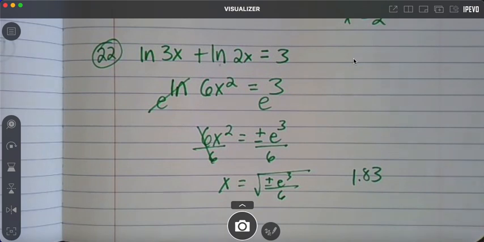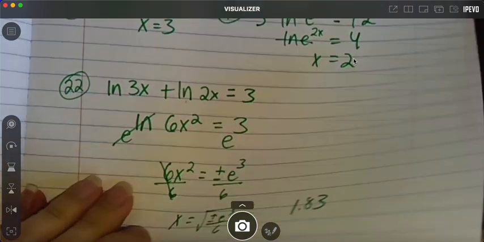Are we done? No, we're not done. We're never done. We've gotten to the e's at the bottom. There's not that many at the bottom.